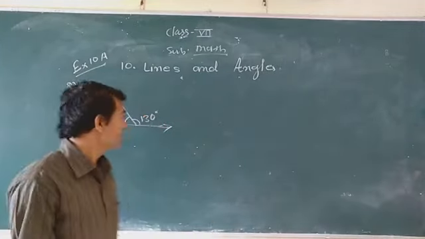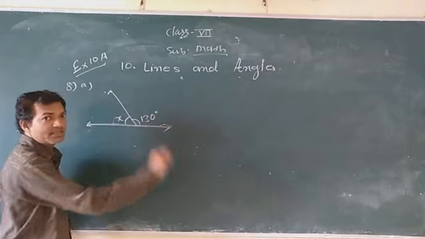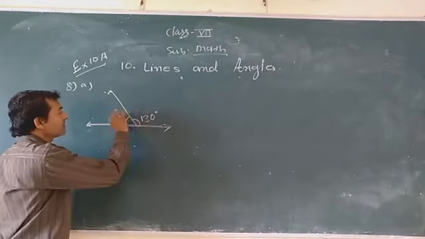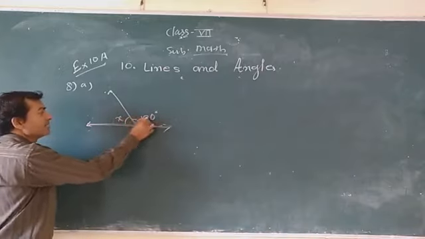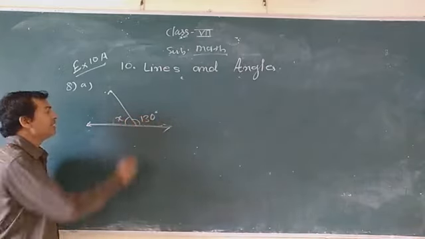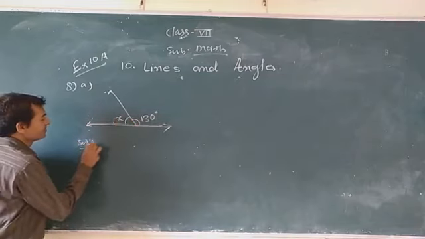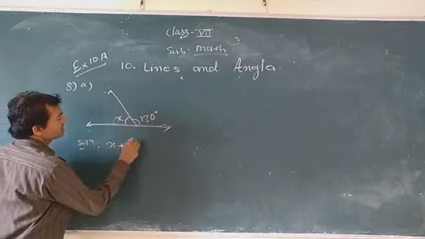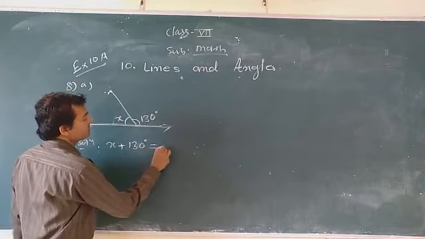Okay, now listen here. This is the straight line and this whole angle is 180 degree. Straight angle means you have to subtract 130 from 180. You can get the value of x. These two angles form a linear pair, which means the sum of these two angles is 180 degree. So you can write here the solution. Therefore x plus this 130 degree, x plus 130 degree, will be equal to 180 degree.